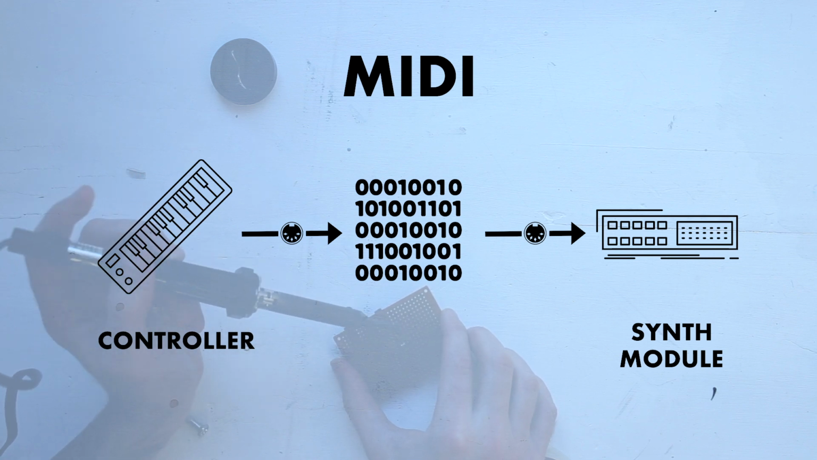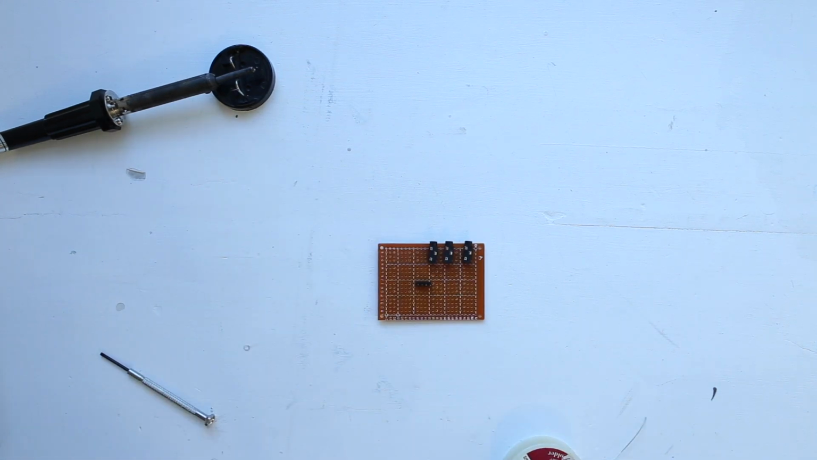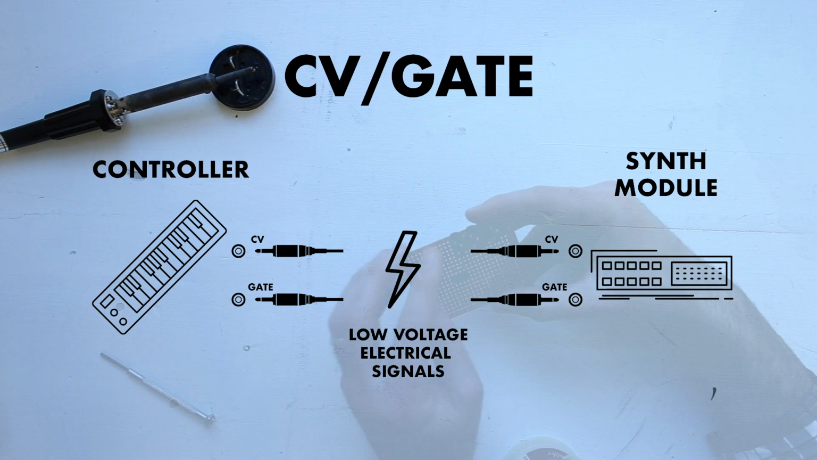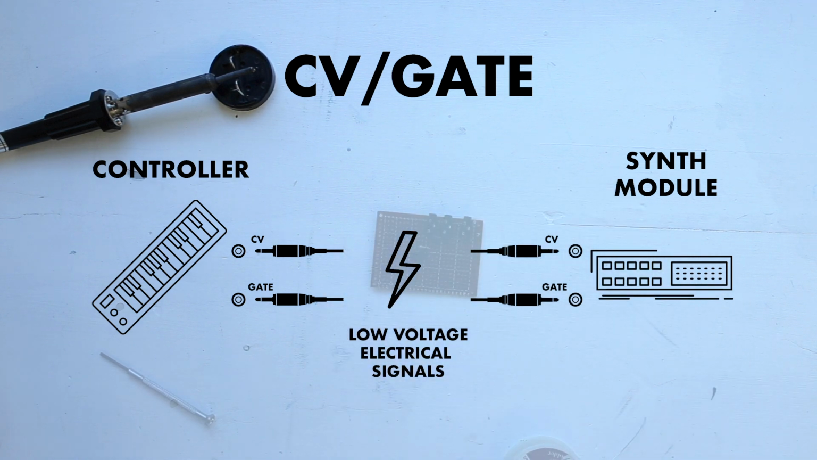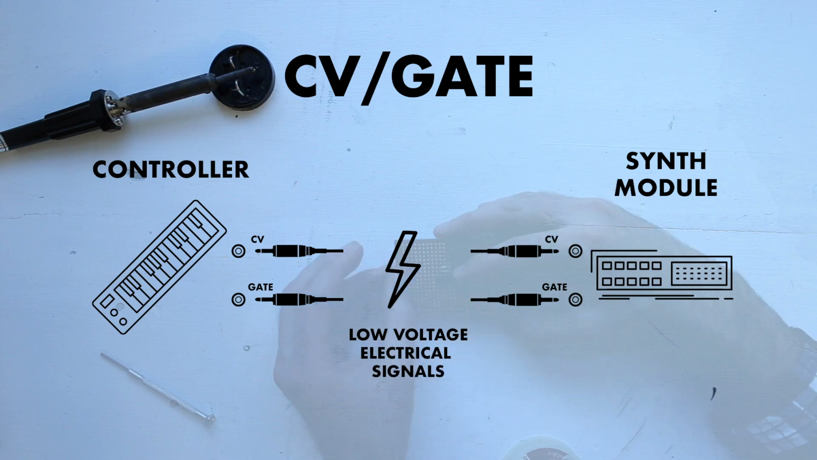MIDI was invented in the early 80s, but before it existed, there was actually another, more basic standard for telling synthesizers what notes to play, and that was CV, or control voltage. A lot of modular synths still use CV and gate inputs today. The way it works is, instead of sending ones and zeros, the controller keyboard sends a voltage, and depending on what voltage it sends, you get a different note.